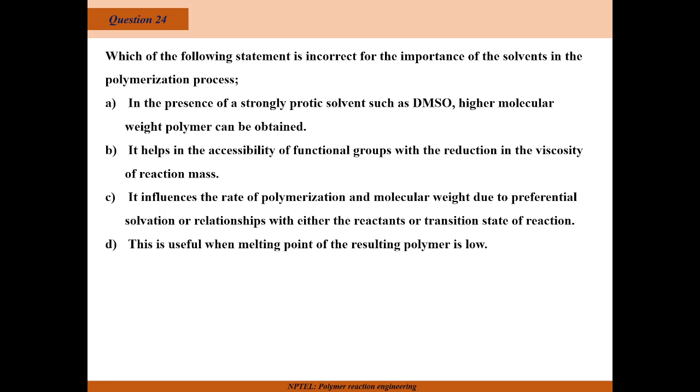But the first one also: strong polar solvents such as DMSO, high molecular weight polymer can be obtained. This is generally for polysiloxanes from silicon, like silicone resins. We end up with highly viscous resins. There DMSO is actually the preferred solvent. So the first one also I will go with.